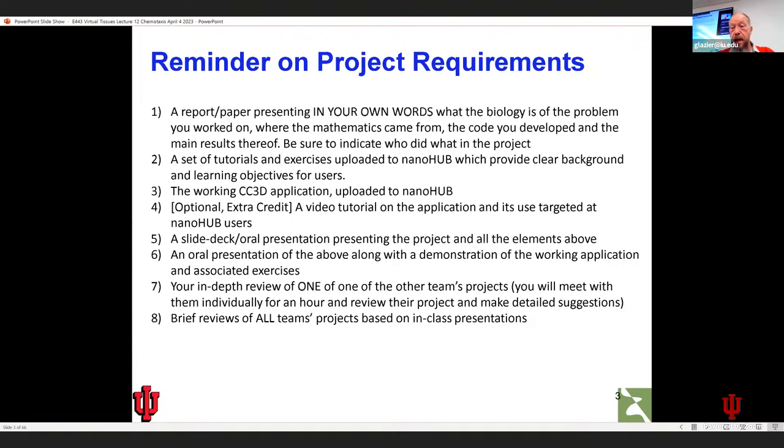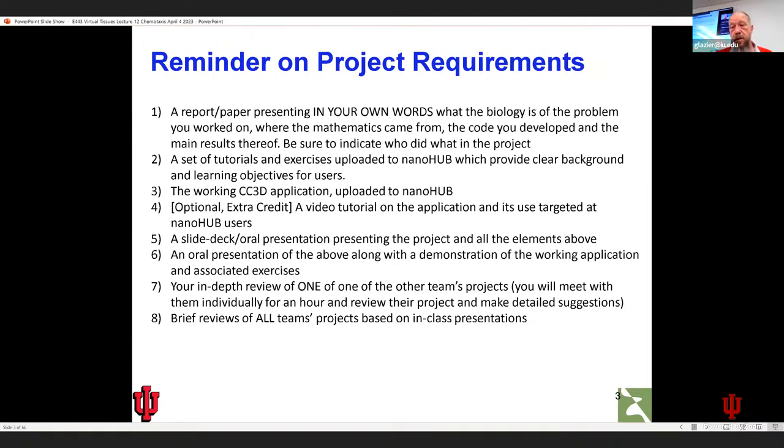Since the goal of this is a NanoHub application, it's important to think about a set of tutorials and exercises that give a clear background and learning objectives for using the tool that you're building. You have to have the CompuCell tool itself uploaded to NanoHub. One of the things that we haven't really covered yet is steering. How do you build a steering panel so that a user on NanoHub can change parameters? We'll try to cover that next week, but it's actually pretty simple. There are demos of it in the demo packaging. CompuCell manuals are pretty clear about it. If you go to the NanoHub apps online, you'll see those things in action. And so it's important to learn how to do those. As always, if people want to do a video tutorial on the application and upload it to NanoHub, that's a few extra points for the project.